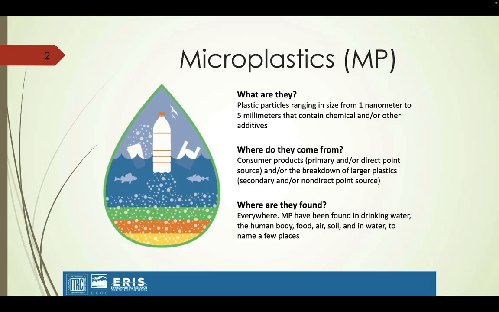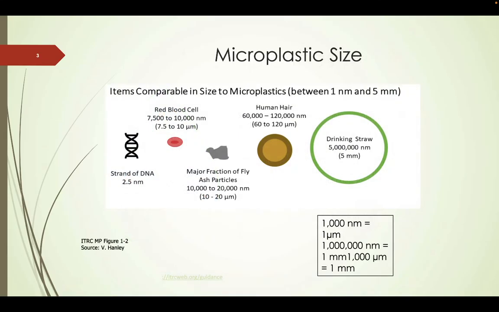First of all, what are they? They're plastic particles ranging in size from 1 nanometer to 5 millimeters that contain chemical and/or other additives. They come from consumer products, primary and/or direct point source, and/or the breakdown of larger plastics, secondary and/or in non-direct point sources that we will talk about later. They're found everywhere. They're in drinking water, the human body, food, air, soil, and in water, to name a few places.